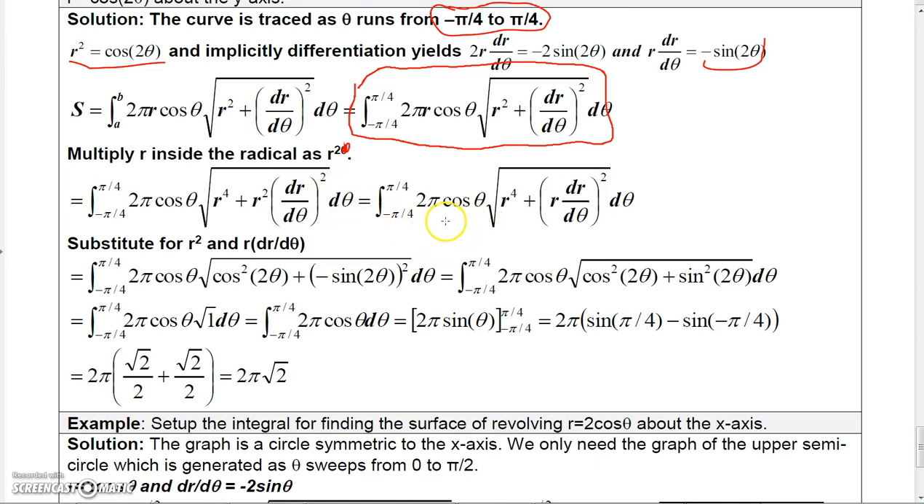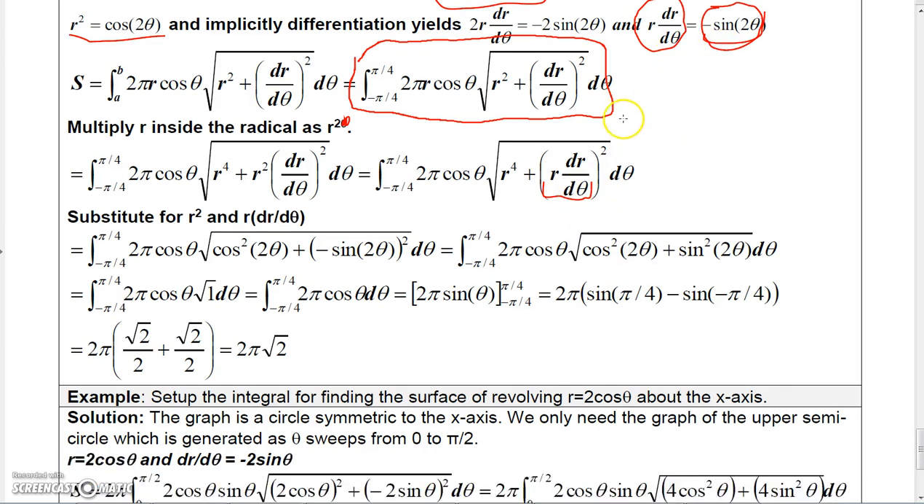Here's what I did. Then I can write r squared dr d theta quantity squared as r dr d theta quantity squared. Now what that does, remember a while ago I never actually solved this for dr d theta. I solved it for r dr d theta. Well, now I have the value for r dr d theta. It's minus sine 2 theta. So that allows me to just substitute that in when I get ready to.